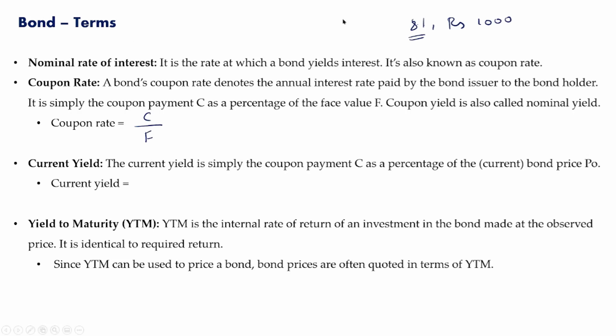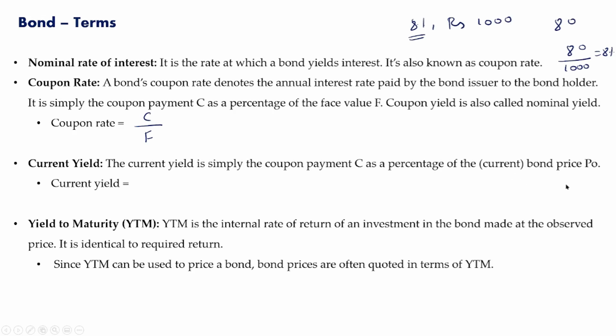So the coupon payment in this case is 80. So the coupon rate is nothing but 80 upon 1000, so this is 8% or 0.08. And next we have the current yield. The current yield is the coupon payment as a percentage of the current bond price P0.